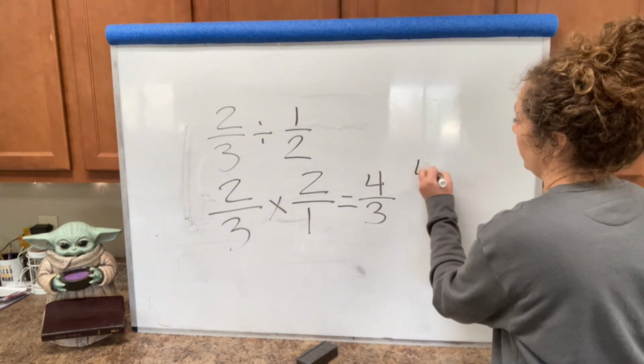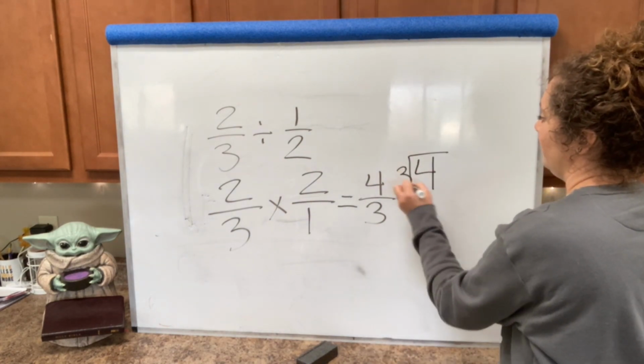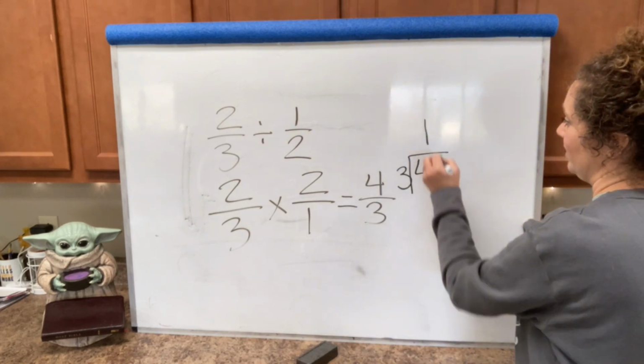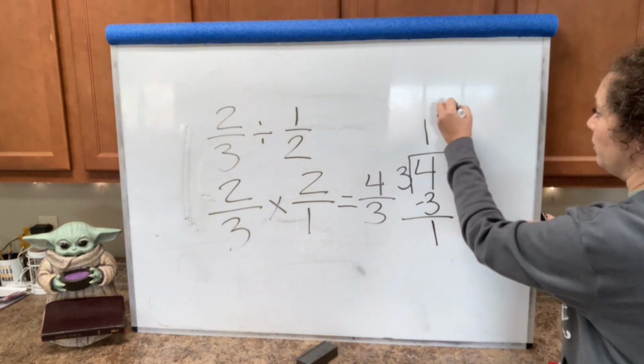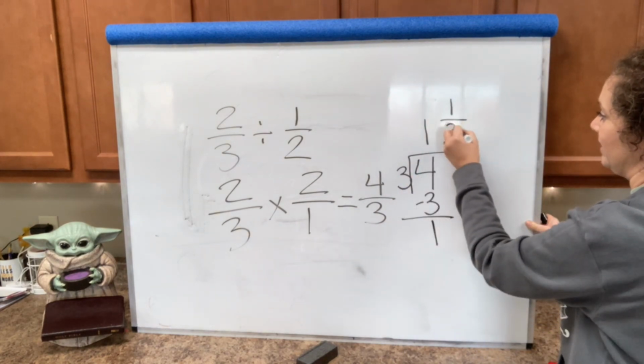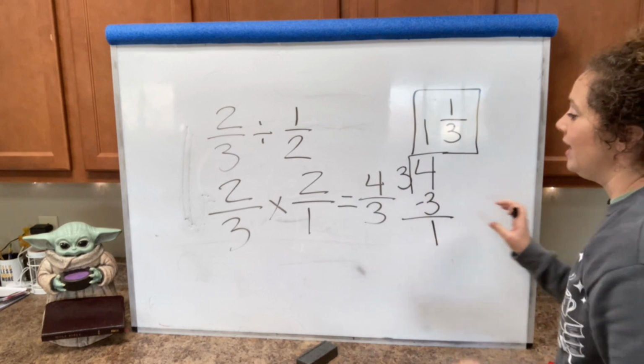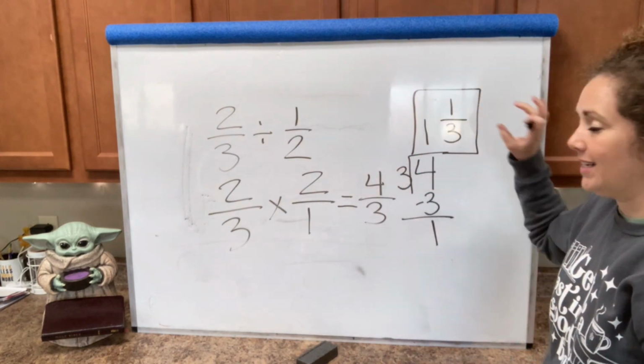So we'll take the 4 and divide it by the 3. 3 goes into 4 one time. This becomes my numerator, and this becomes my denominator. And that is how I make an improper fraction into a mixed number.